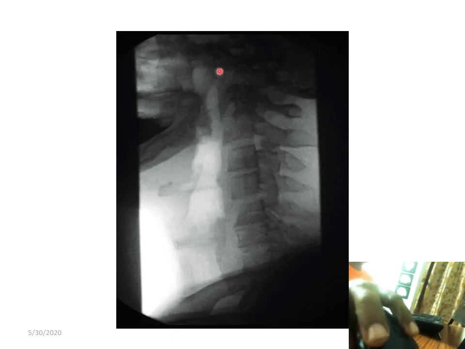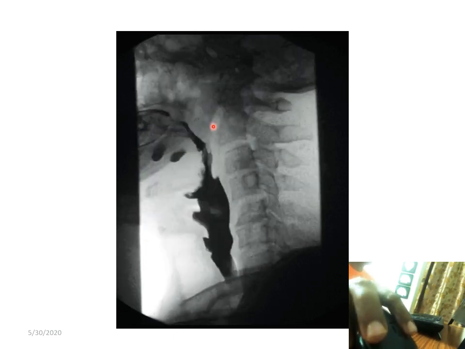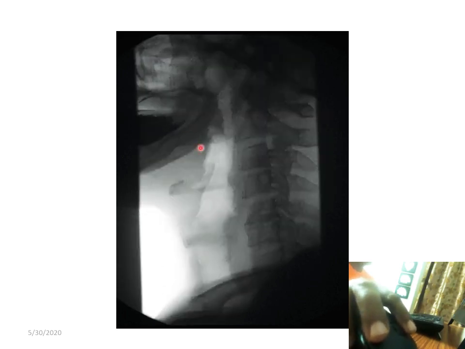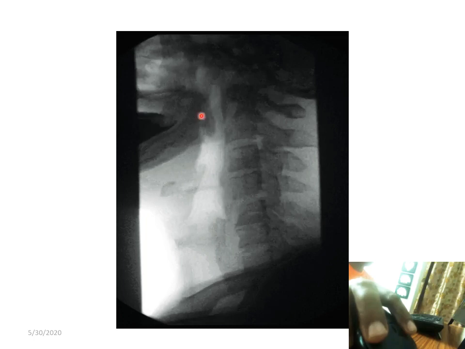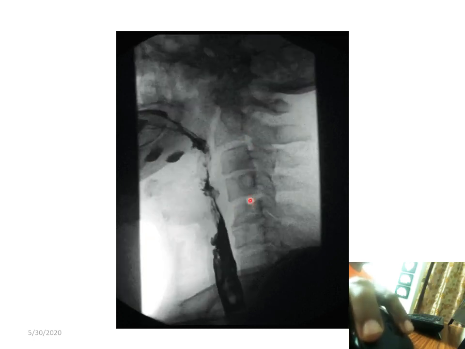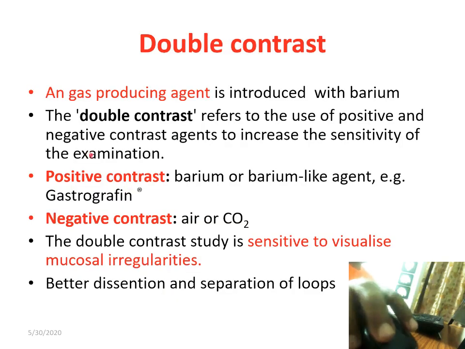So this is a fluoroscopic examination. You can see the patient is swallowing barium here. You can see the swallowing pictures from the upper esophagus, oropharynx, and hypopharynx. You can see the various bony structures and soft tissue structures. Let's identify them.